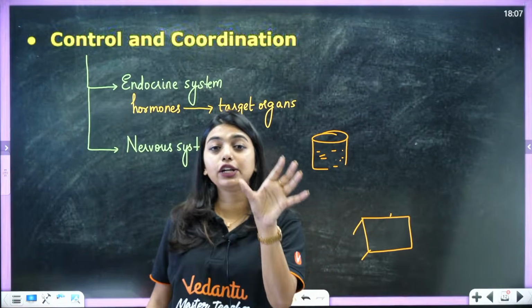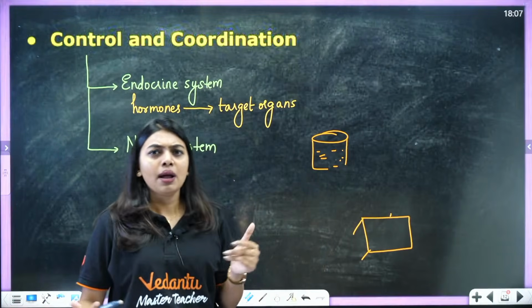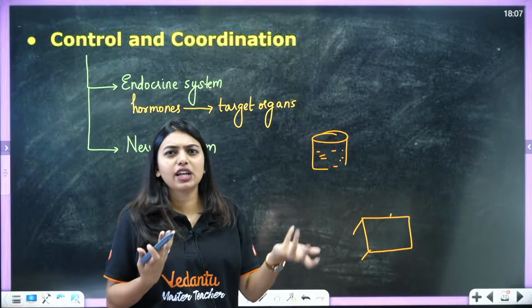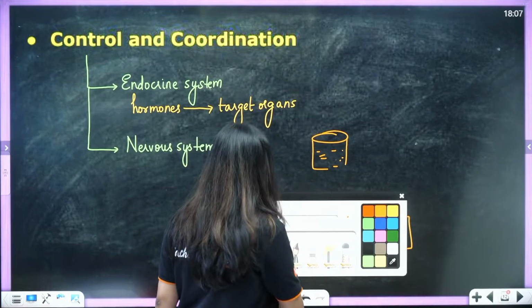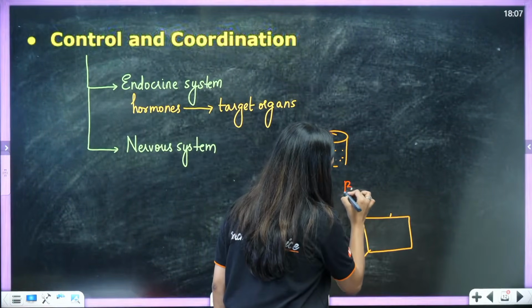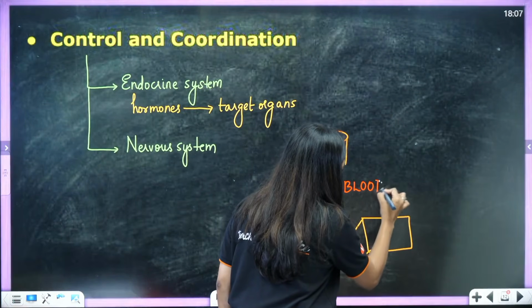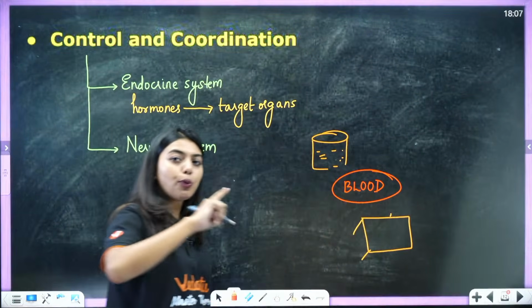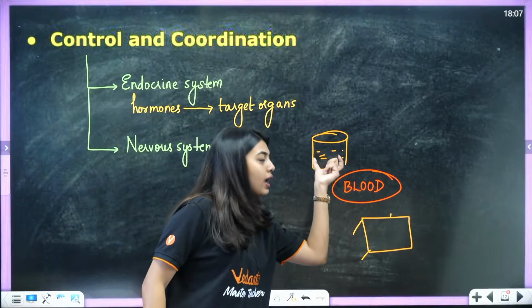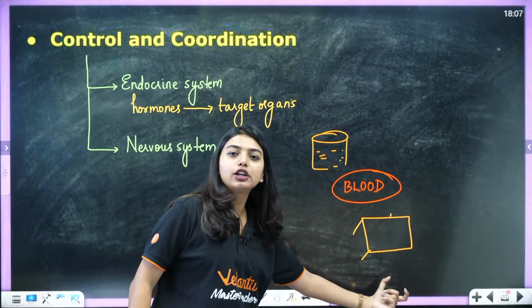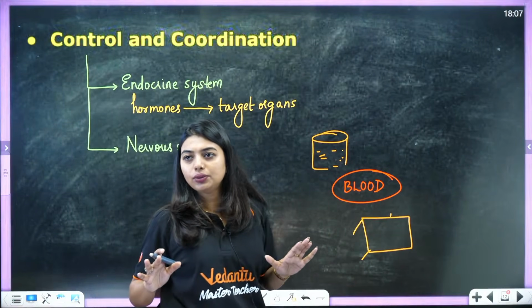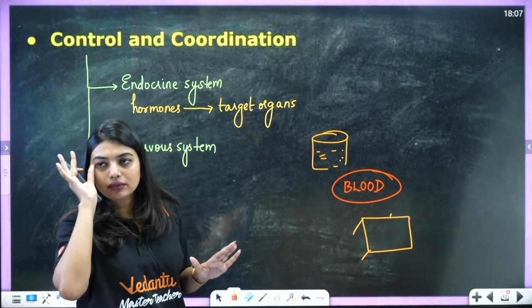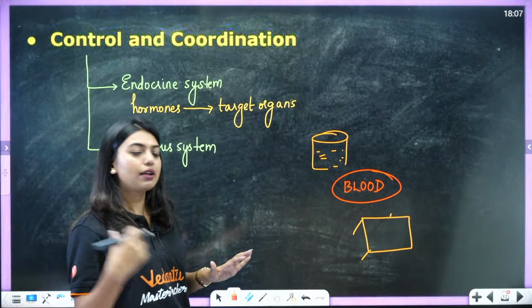So I call the endocrine gland a ductless gland. But how can it go? No pipe is there, no pipeline is there, no tube is there. How will it go? It will go with the help of your blood. So blood will transport the hormones from the location to the target organs. Okay? This is how it will happen. Yes or no? Yes?